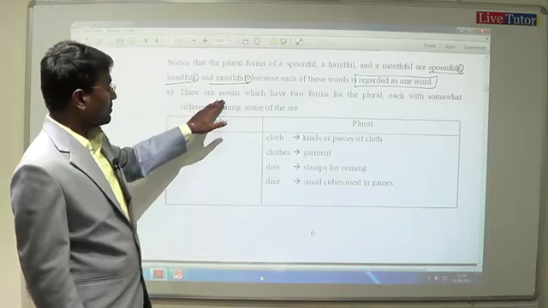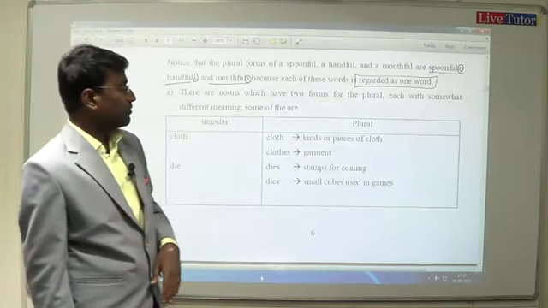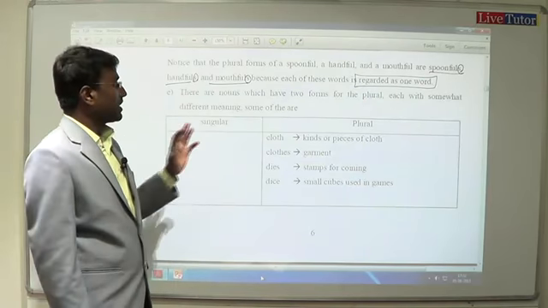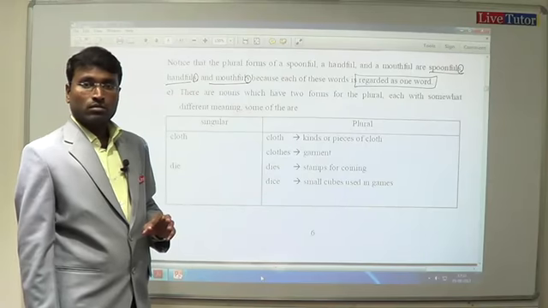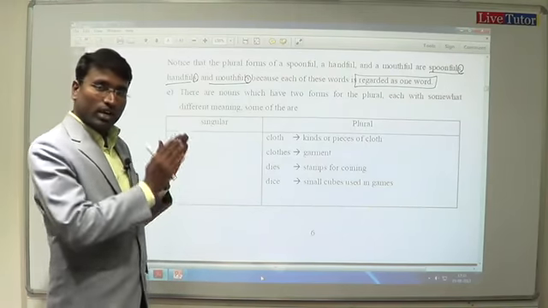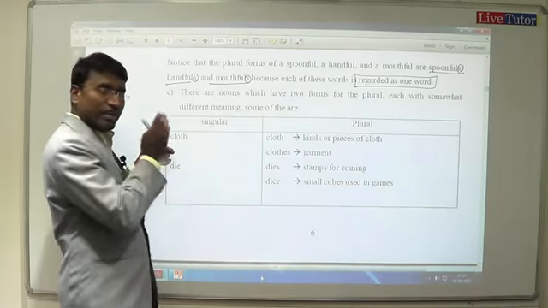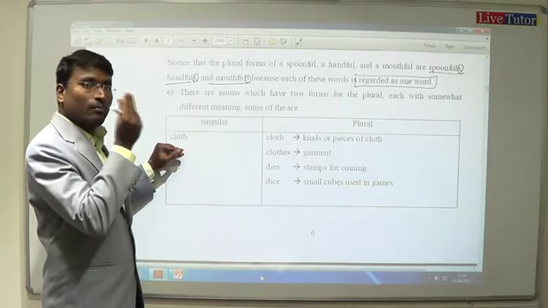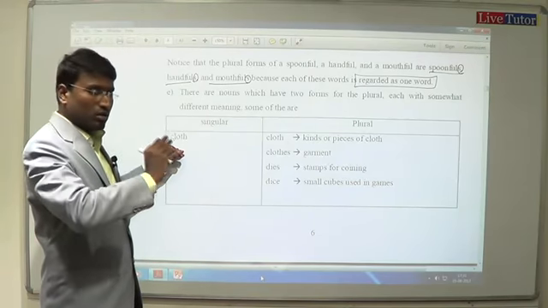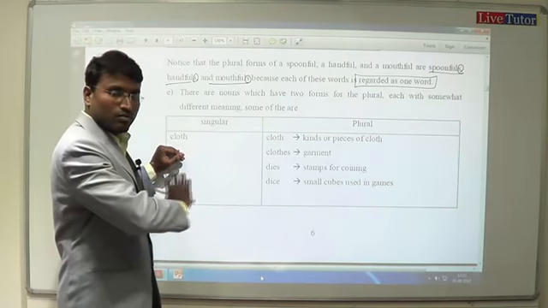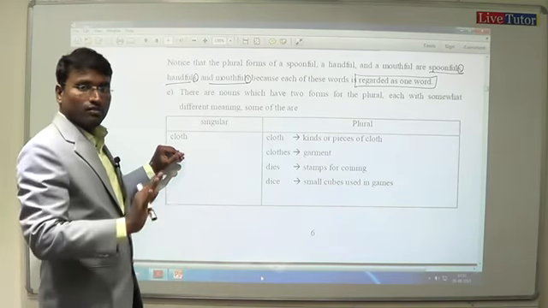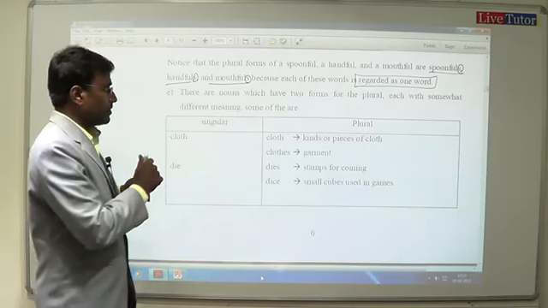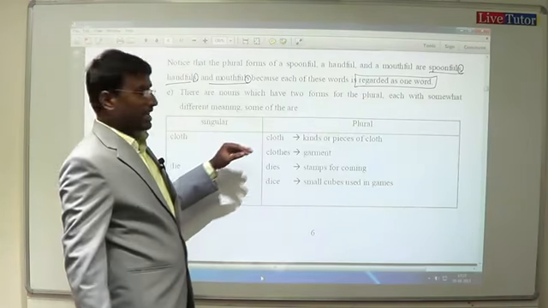So there are nouns which have two forms for the plural, each with a somewhat different meaning. That is, when you use the noun in the singular it has one meaning, and when you use the same noun in the plural its meaning becomes entirely different. That's the beauty of this rule. Okay, we have come to an entirely new rule.